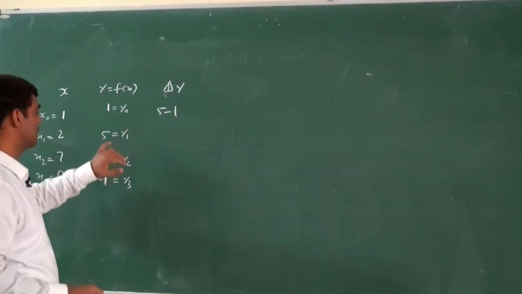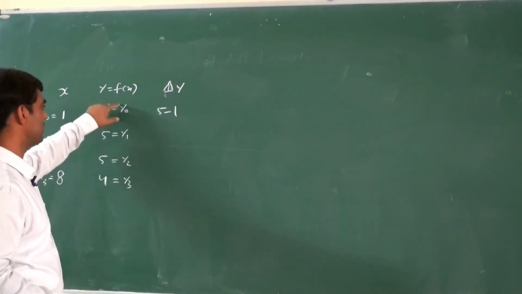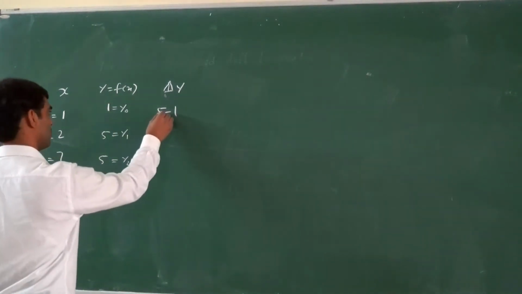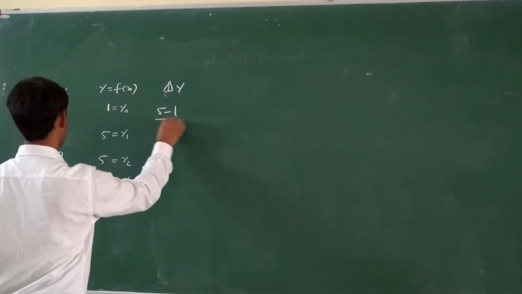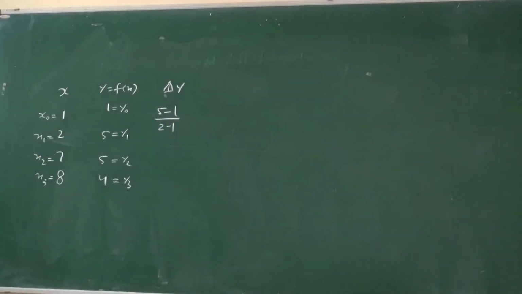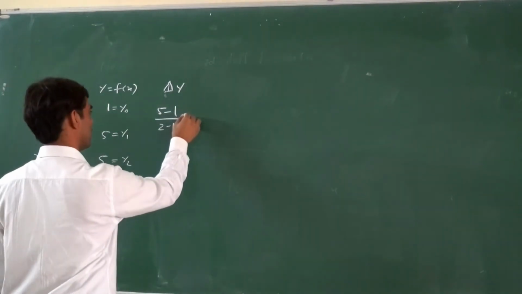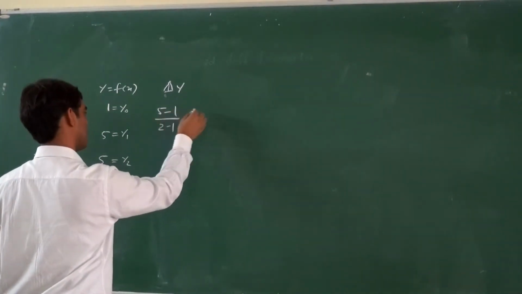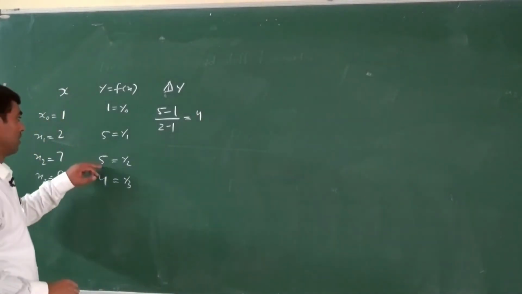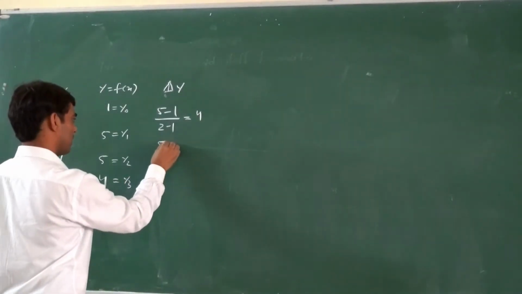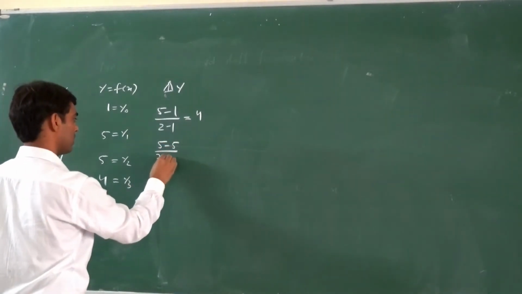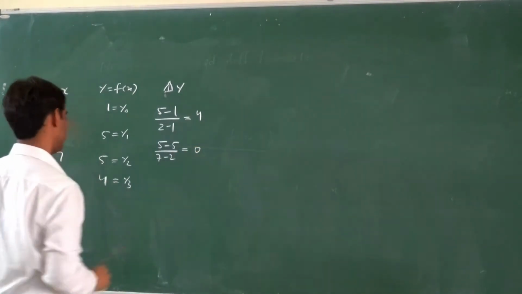First order divided difference means f of x1 minus f of x0, or y1 minus y0, divided by x1 minus x0. So 5 minus 1 divided by 2 minus 1. 5 minus 1 is 4, and 2 minus 1 is 1. Next, y2 minus y1 means 5 minus 5 divided by 7 minus 2, and 7 minus 2 is 5, so this one equals 0.